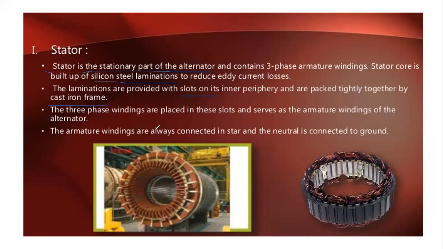The armature winding is always connected in star. These windings are connected in star and the neutral is connected to the ground. Understand?